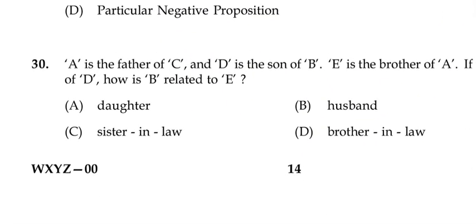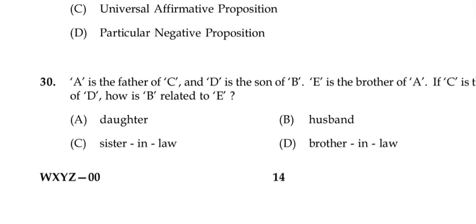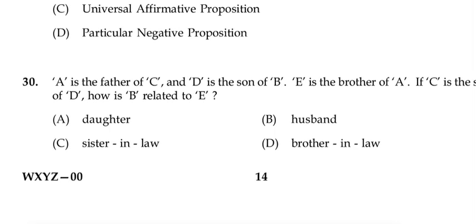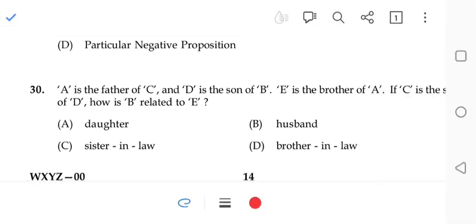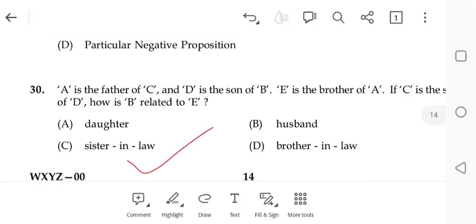30 says, A is the father of C and D is the son of B. E is the brother of A. If C is the sister of D, how is B related to E? Daughter, husband, sister-in-law, brother-in-law. 30. Okay, 30 correct answer is number C, sister-in-law, but please verify it.